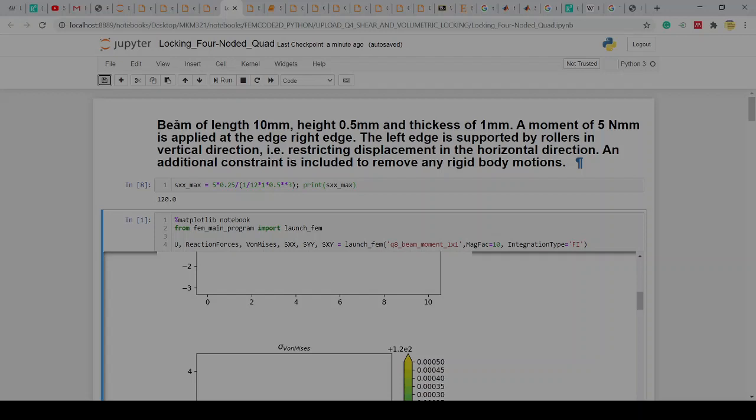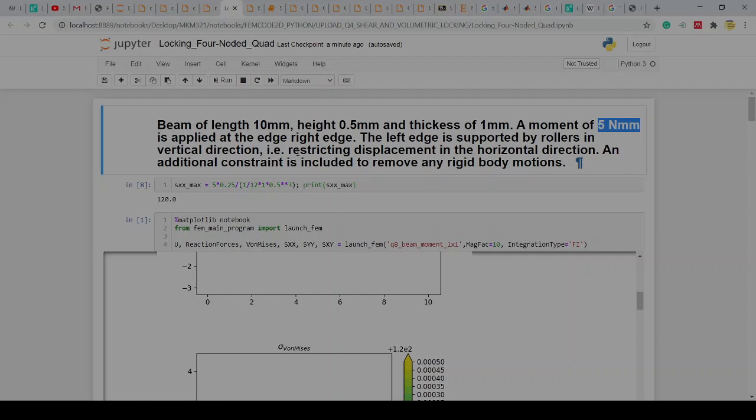Okay, so to illustrate this and to show you how things can go wrong, I'm going to take a 10mm long beam, 0.5mm high, 1mm thickness. We're going to model it with a bending moment of 5 Nm that we apply at the right hand edge. That is essentially the loading that we apply to the edge. The left hand edge is supported by rollers in vertical, and there's one X displacement that's restricted from moving.